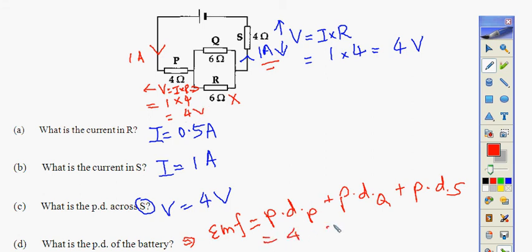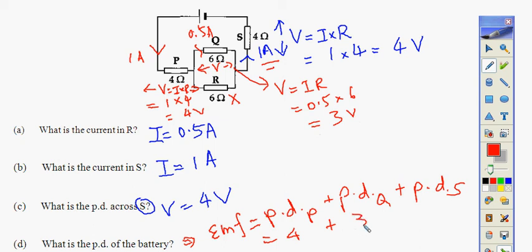Next, the potential difference across Q. We calculated in part A that the current is 0.5 ampere across R, so it's the same across Q. So this is 0.5. With the current at 0.5, we use the formula V is equal to I times R to find the potential difference across Q. I is 0.5 and the resistance is 6, so the answer is 3. I fill in this as 3.